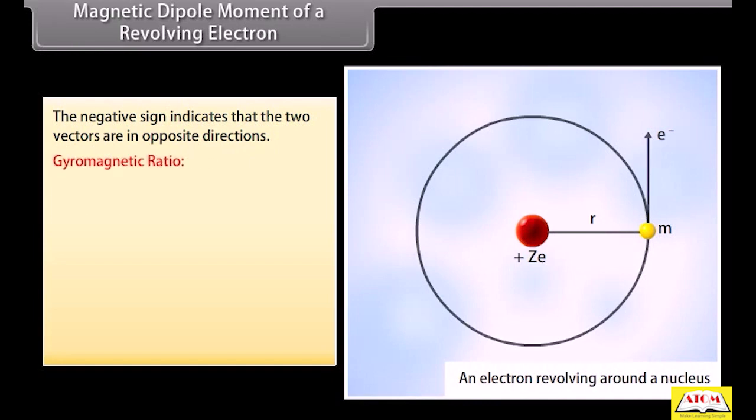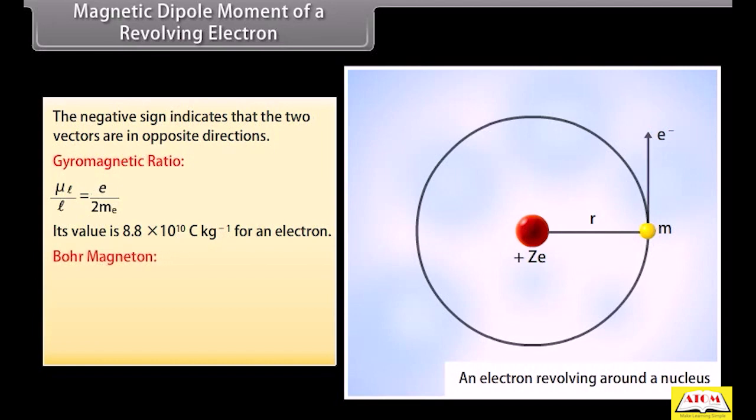Gyromagnetic ratio. Mu L upon L is equal to e upon 2me. Its value is 8.8 into 10 raised to the power 10 coulomb per kilogram for an electron. Bohr magneton. Mu B is equal to e h upon 4 pi me. Its value is constant and equals 9.27 into 10 raised to the power minus 24 ampere meter square.